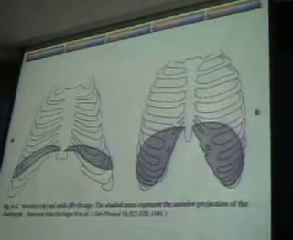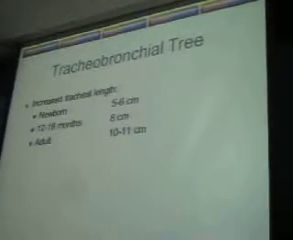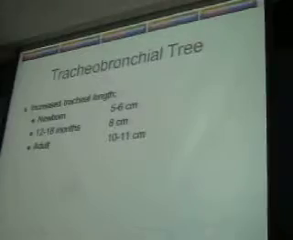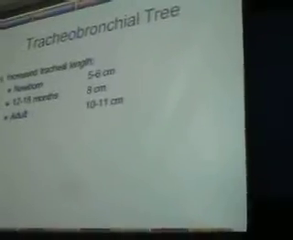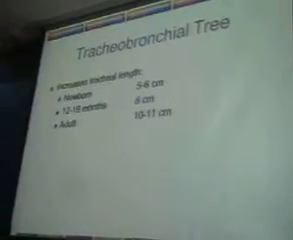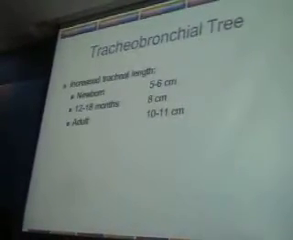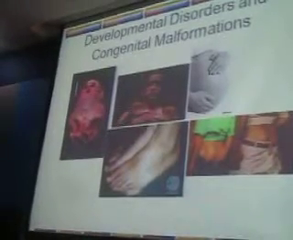I'm almost done. Okay, so the tracheobronchial tree increases also in size. At newborn, the length is about 5 to 6 centimeters. At about 1.5 years old, it's 8 centimeters. And the adult would have a length of 10 to 11 centimeters. Okay? So the last part would be the developmental disorders and congenital malformations.